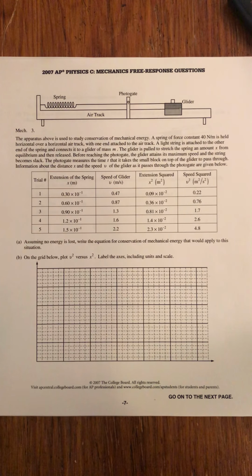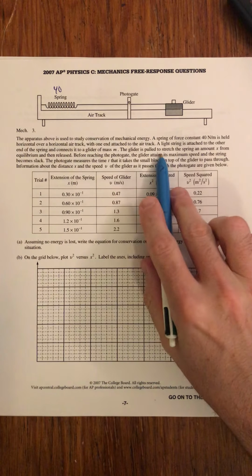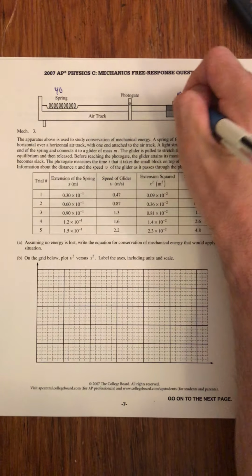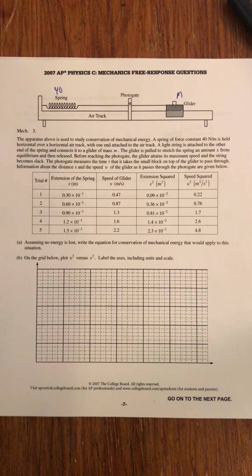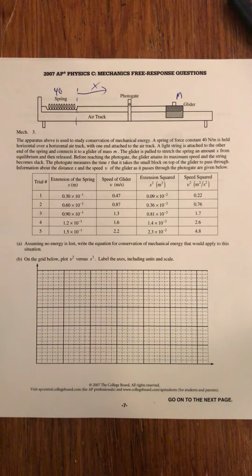A spring of force constant K is 40. It is held horizontal, with a light string attached to a glider of mass M. The glider is pulled to stretch the spring an amount X from equilibrium. Okay, so boom, X. Before reaching the photo gate, the glider attains a maximum speed and the string becomes slack. So in other words, the spring gets back to its natural length.